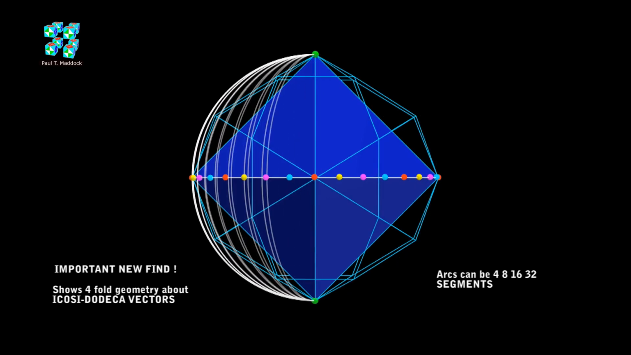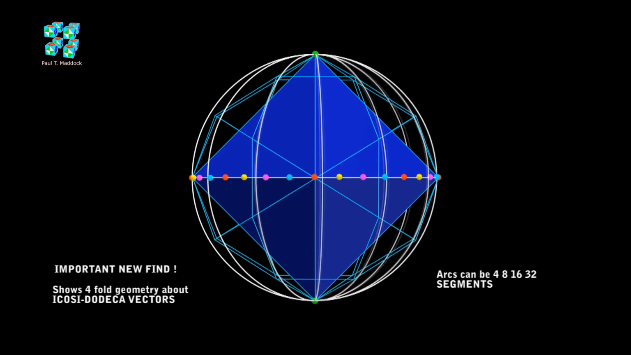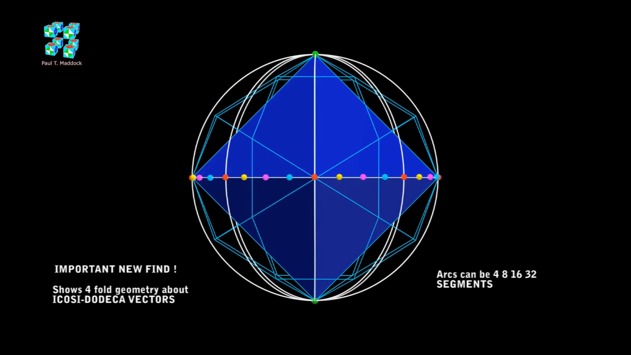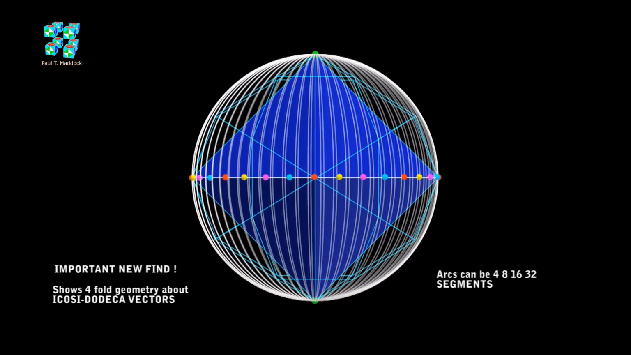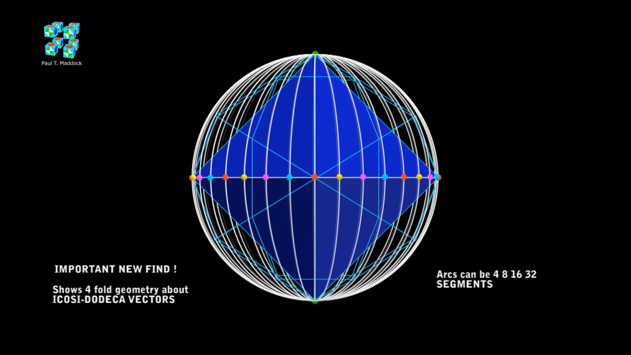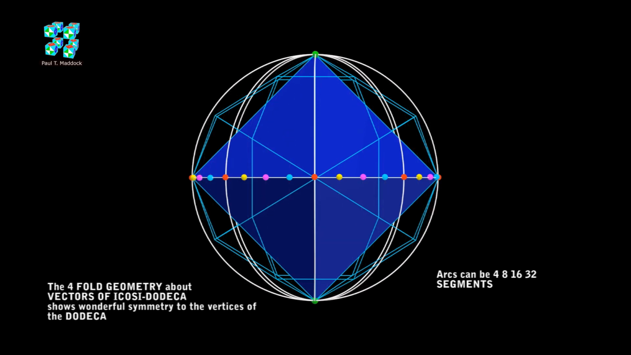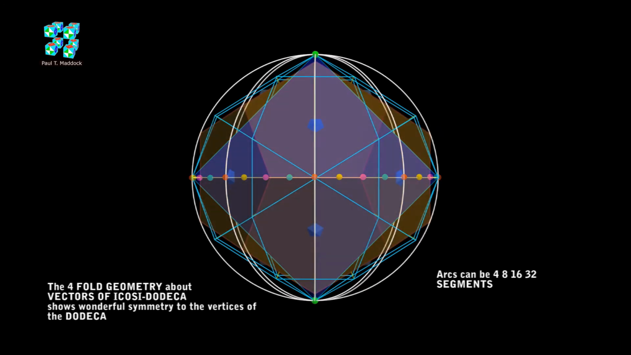It means that all the vectors of the icosidodeca are fourfold. And you can see I'm giving you a 4, 8 and 32 fold array. Now by using these vectors of the icosidodeca, it can also affect the geometry of a dodeca also. Let's go back to those 8 arc segments again. Now we'll fade into the dodeca.